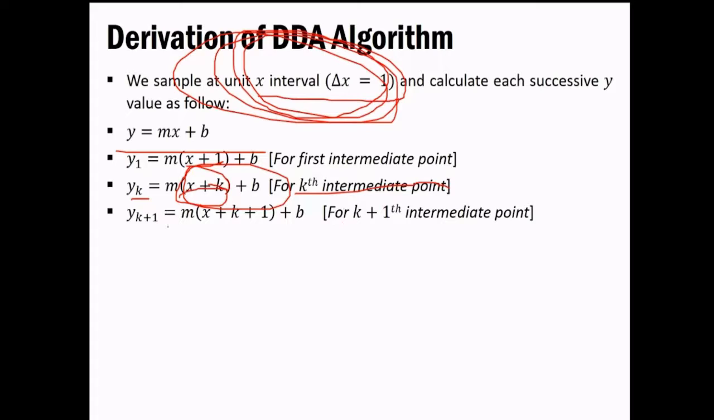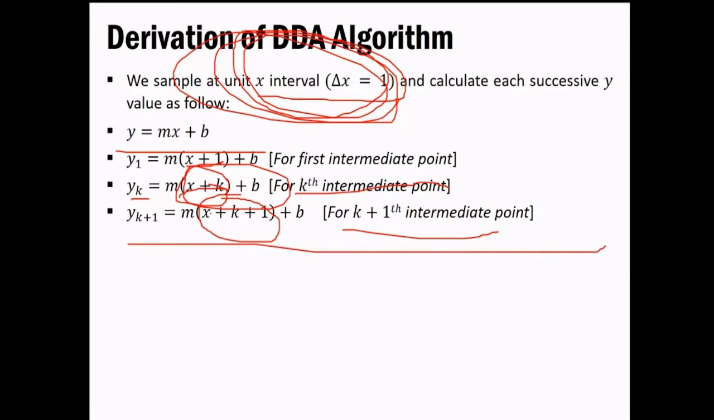Now what is the basic purpose of doing this? We want each and every intermediate point before reaching the final end point. That would be represented by the k plus 1th intermediate point, the very last thing that we can have. So again, we have to substitute with this, that is x plus k plus 1. As of now we have this many things with us, that is yk and yk plus 1.